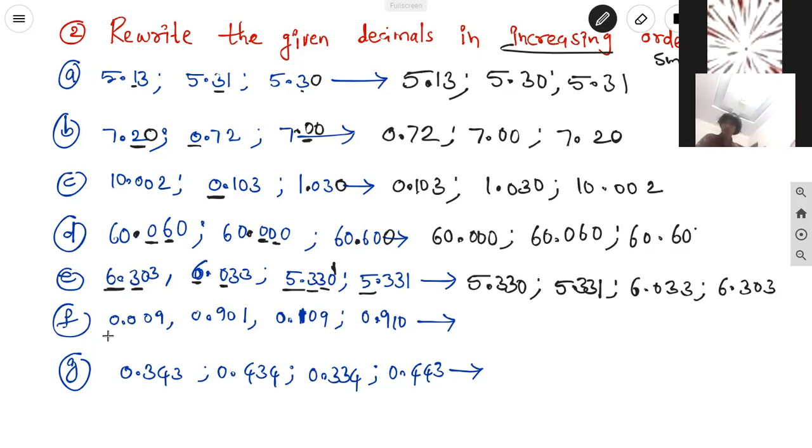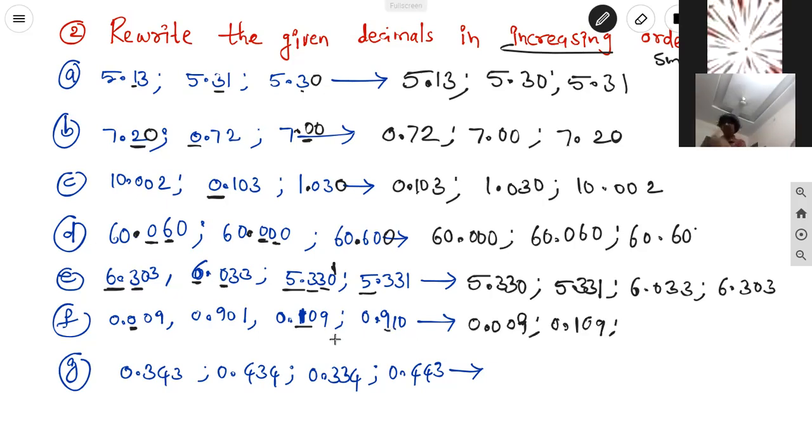Next, sixth one, 0.009, 0.901, 0.109, 0.910. All are like decimals. Here whole part is same, 0 only. Next, 10th digit is here 0, here 9, here 1, here 9. So the 10th digit smaller is 0.009. Next bigger, greater number is 1, 0.109.